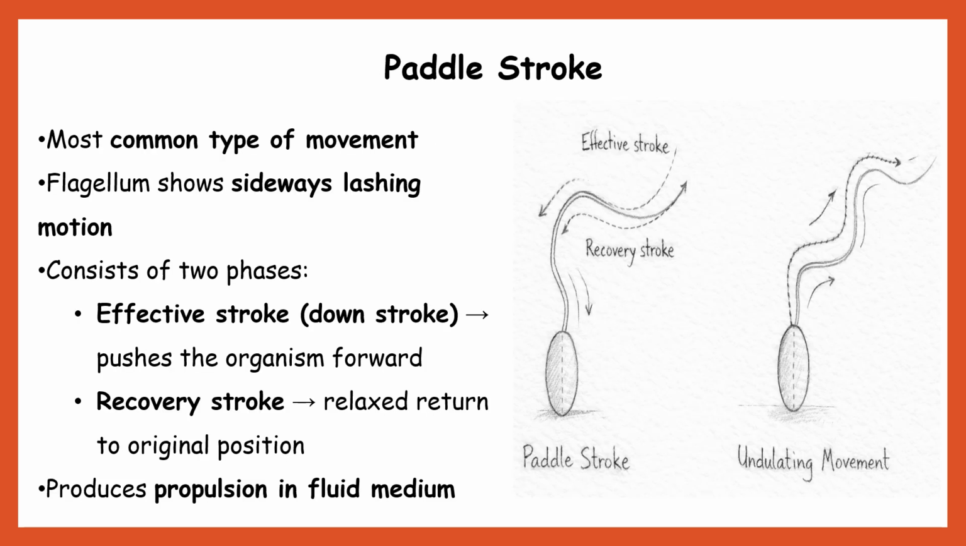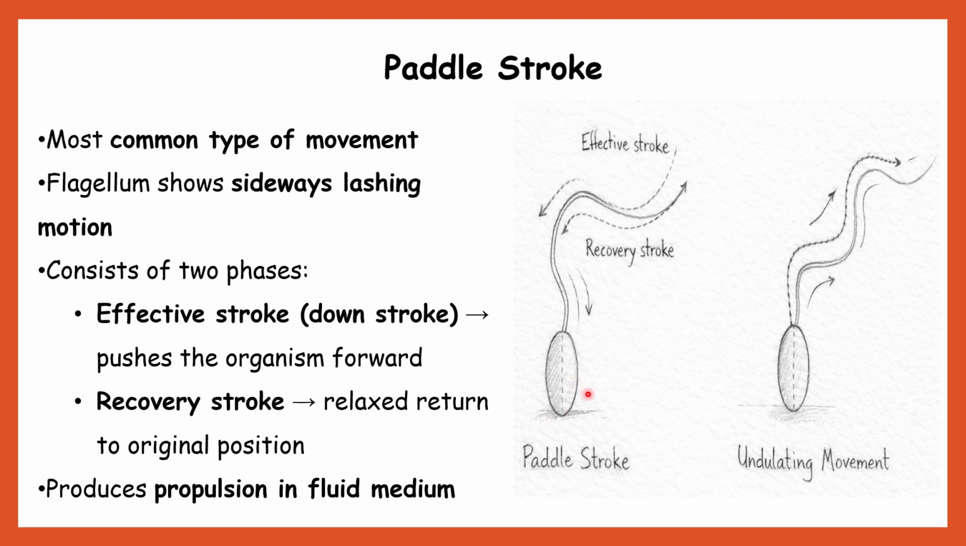This is the most common type of movement in flagella, where the flagella moves from one side to another side like this. That is known as paddle stroke. In this paddle stroke, we can observe two different types of stroke movement: effective stroke and recovery stroke. During the effective stroke, the flagellate is going to push towards the forward side.